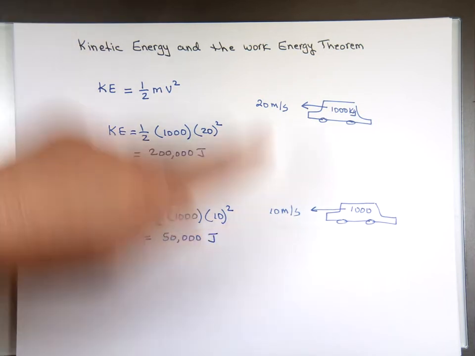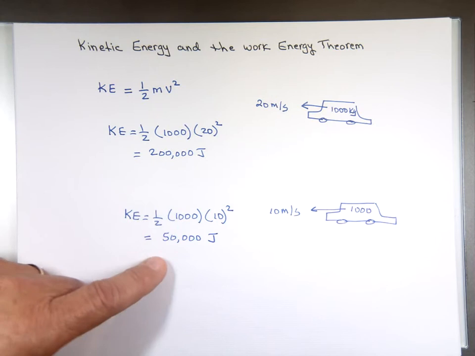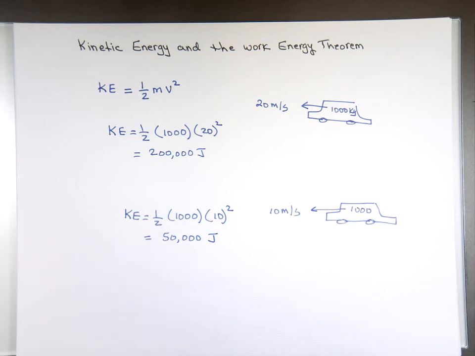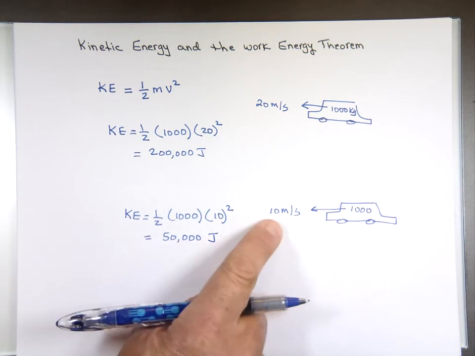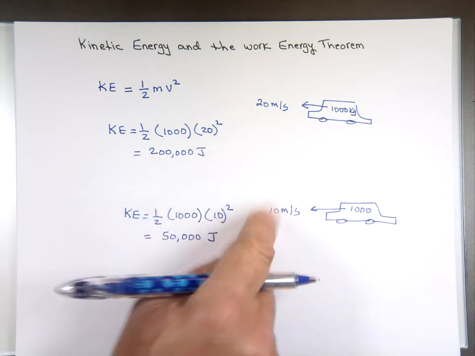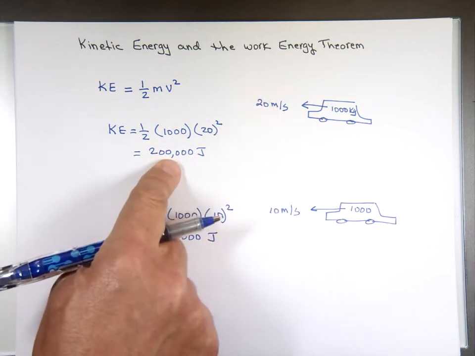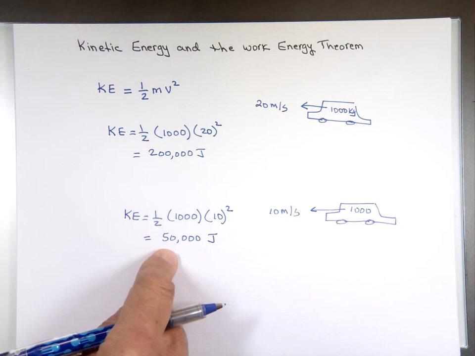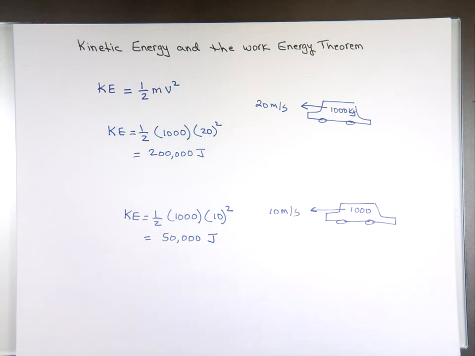Notice when you double your speed, the amount of energy is what? 4 times. Not 2 times, 4 times. Why 4 times? Because when V becomes 2V, when you square the 2, what's the square of 2? 4. That's why at 10 meters per second, you get 50,000. Double the speed, and your energy is 4 times that number.